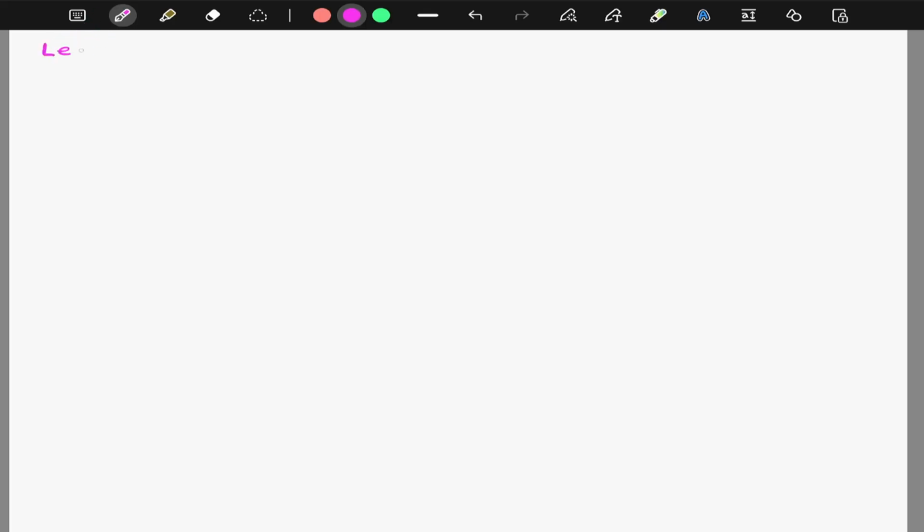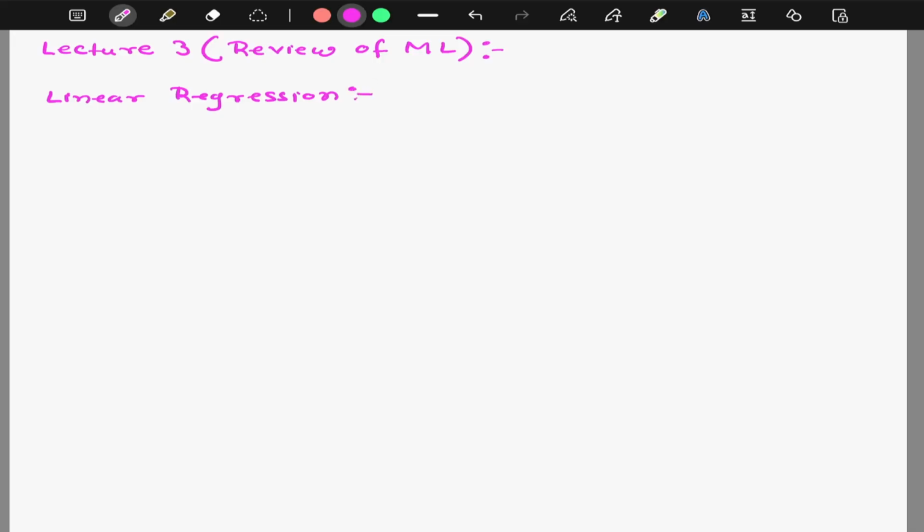Lecture 3, and we are going to continue with the review of machine learning for now, and in particular we are going to review linear regression, right? If we talk about the objective, in any machine learning method we have data to start with. So the objective is, given data, I want to learn the mapping between the variables.